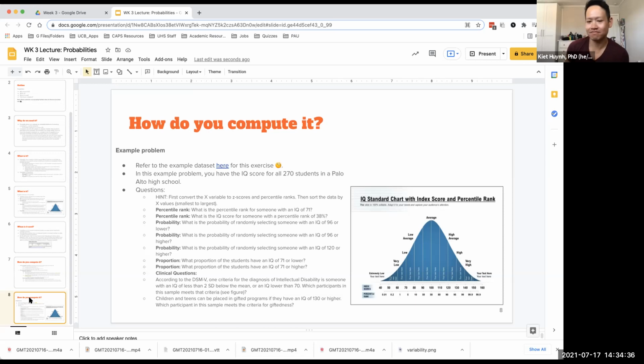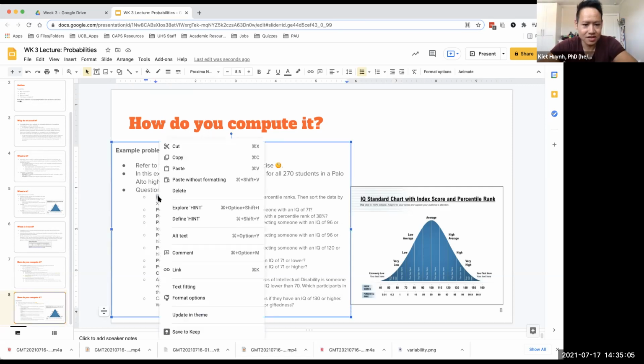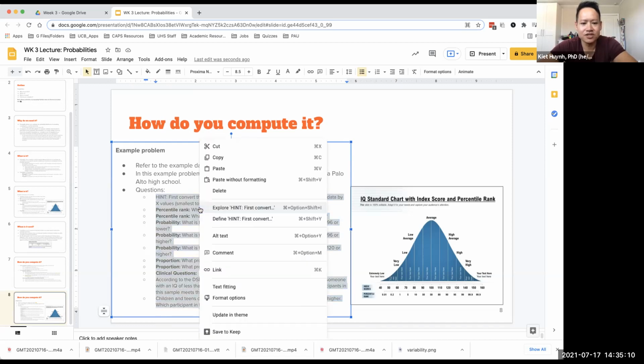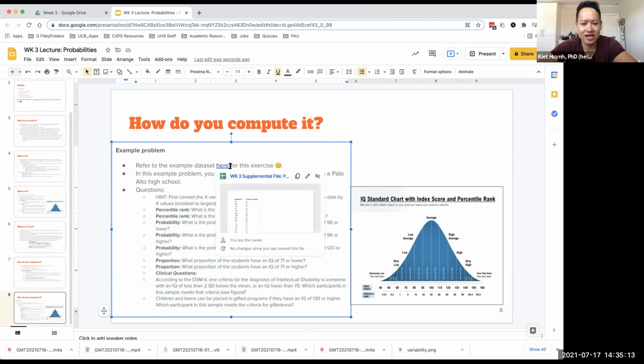So now let's do some exercise problems. We're working with an example data set here. So in this data set, imagine you have the IQ scores for 270 students in a Palo Alto high school. And so these are the questions, and there's going to be questions about percentile rank, probability, proportions, and some clinical questions as well. All right. So as always, it's easy just to copy all this and then put it into the data set, so we don't have to go back and forth.